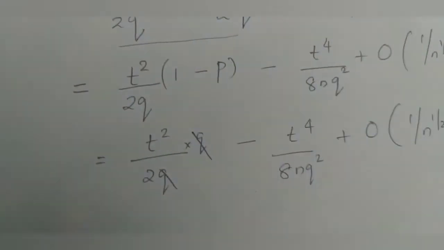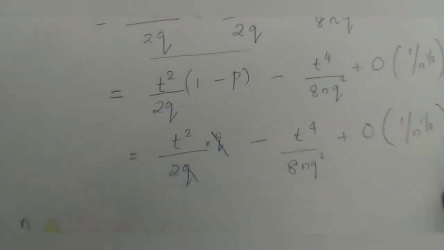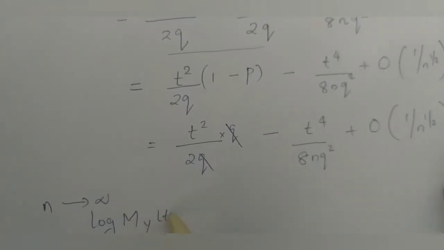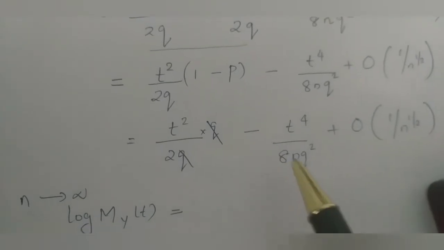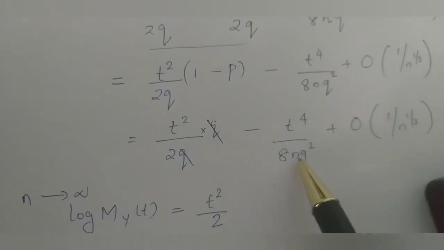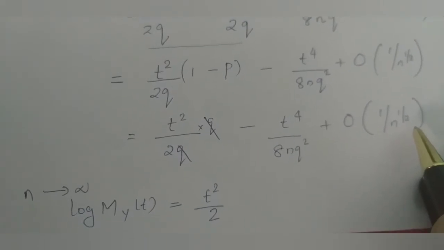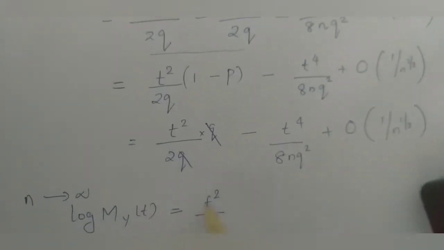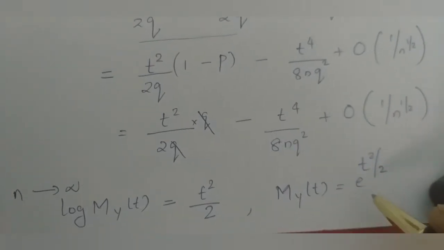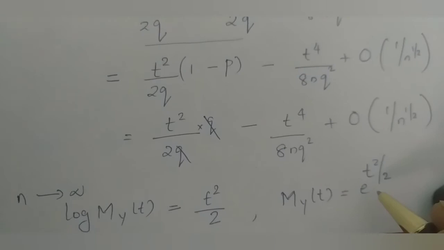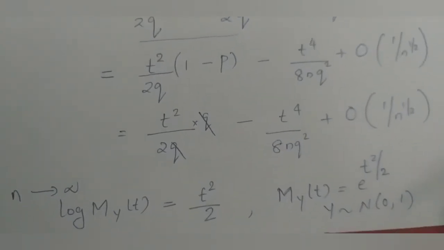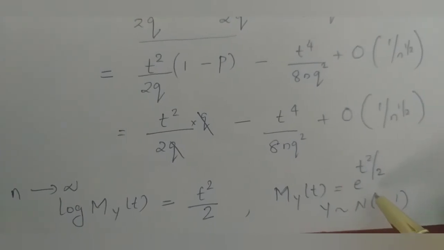Then as n tends to infinity, log My(t) is equal to, if we are substituting n as infinity, here there is no n term. Here we can write t square by 2. Here 1 by infinity is 0, and all the terms will vanish if we are substituting n tends to infinity. Then log My(t) equals t square by 2, or My(t) equals e raised to t square by 2. This is the MGF of standard normal distribution. That means y follows normal with mean 0 and variance 1, or standard deviation 1.